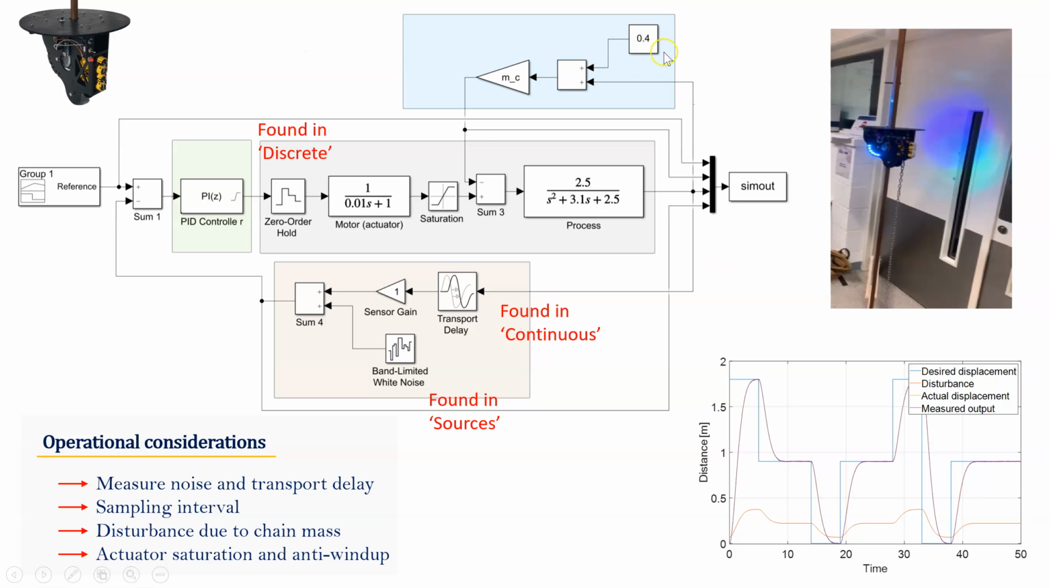So initially 0.4 offset, and then as the displacement increases, multiplying by this gain to account for the mass of the chain changing per meter. Obviously the disturbance is going to increase and decrease. And you can see here I've put a zero-order hold. That's found in Discrete in the Simulink library browser, and the transport delay is found in Continuous.